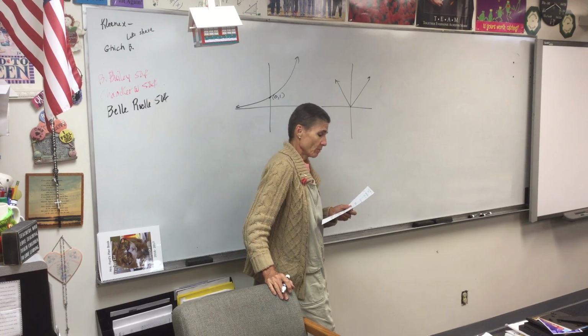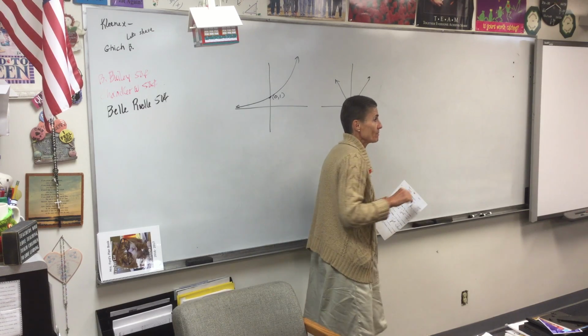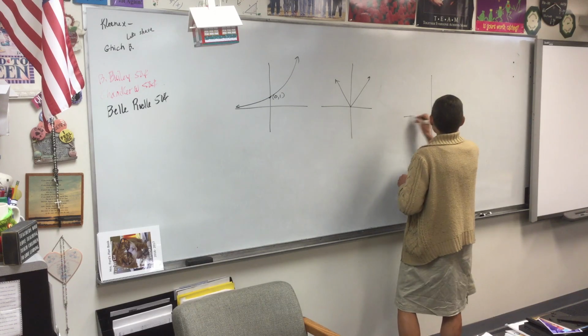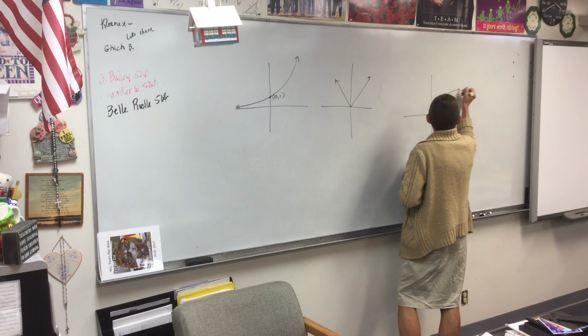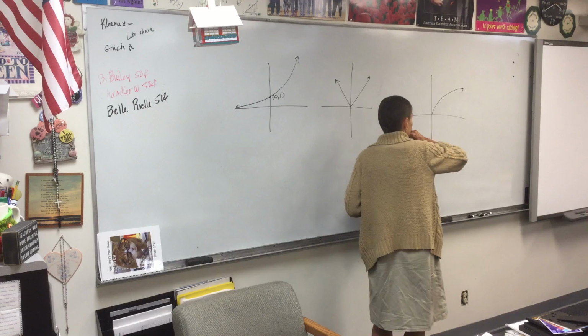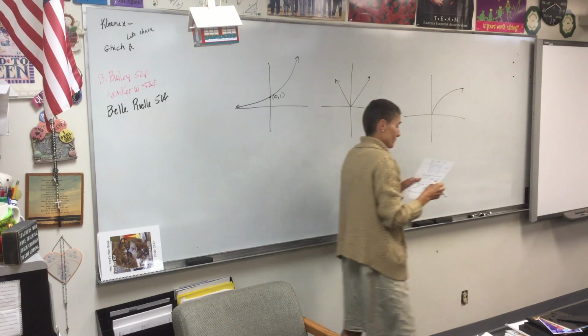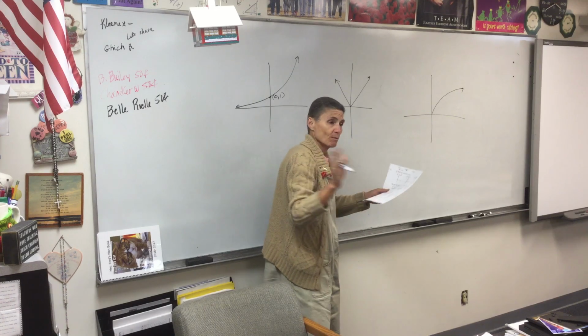What's the next one? Square root. What does it look like? Make it for me in the air. The square root function starts at the origin, and now this arcs. I don't want to see a vector coming out, a straight thing. It's a nice little arc coming out. Everybody good with that?